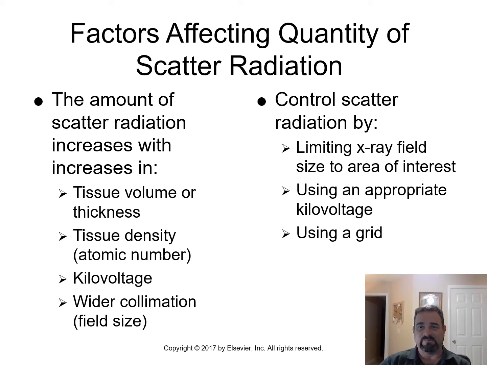So what can you do about it? You can directly control these factors by limiting the X-ray field size to the area of interest. Also, you can use an appropriate kilovoltage for the amount of tissue and for the area that you're doing your exposure in, and also use what we call a grid. We'll talk about that a little bit later on.